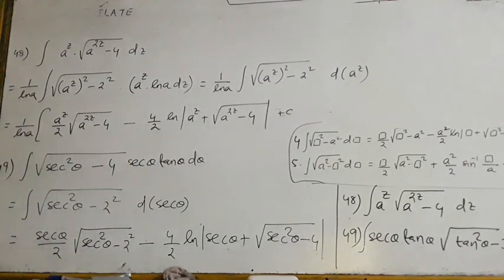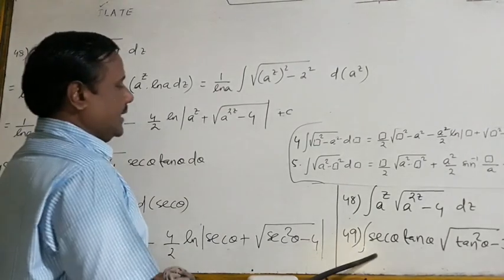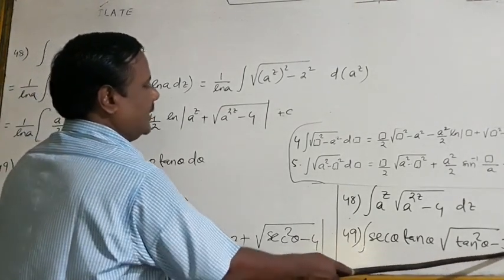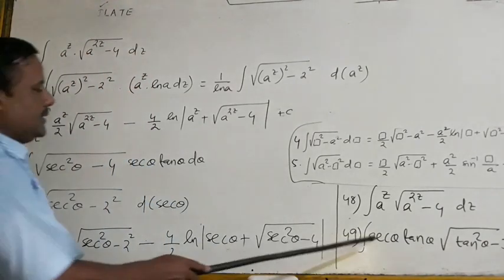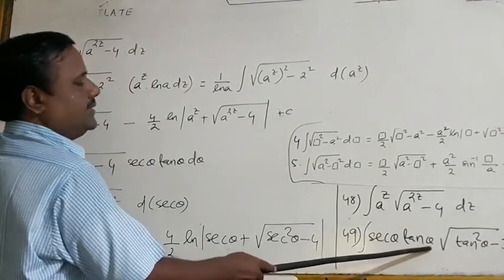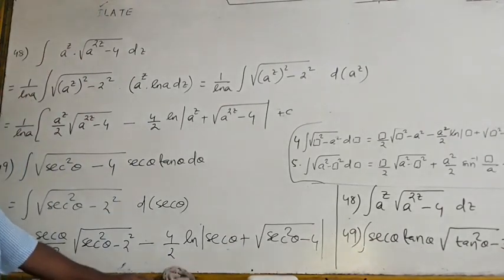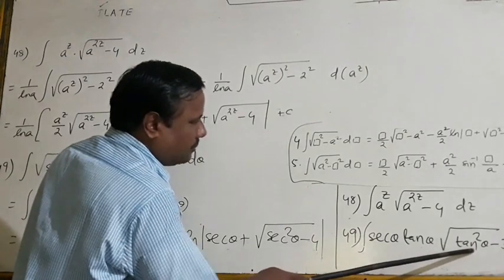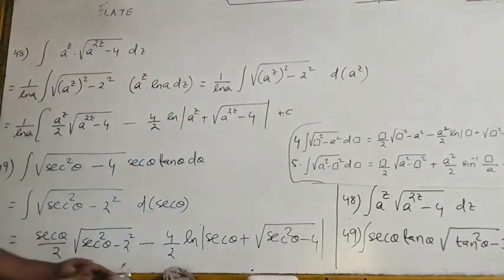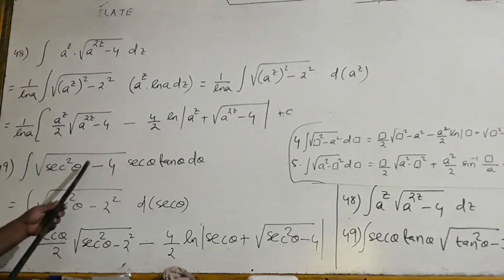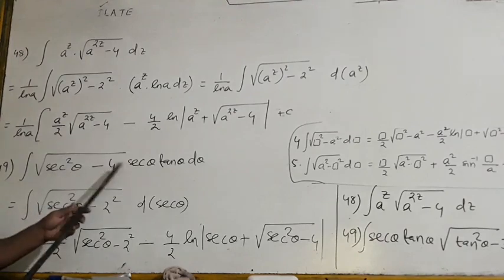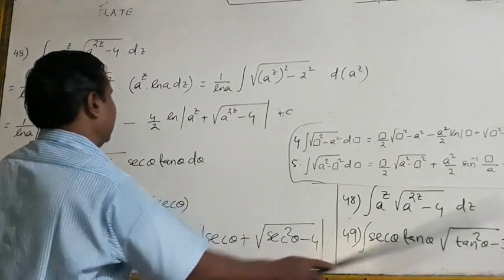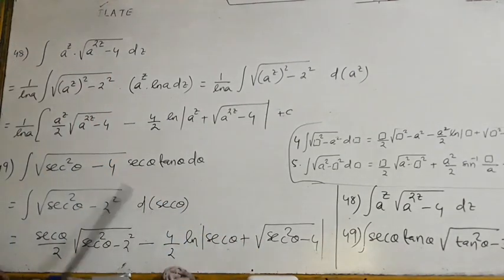Okay. Now number 49. It is very important. It is sec theta tan square theta minus 3. And if it is sec theta tan theta, whose derivative is sec theta tan theta? Naturally it is the derivative of sec theta. So convert everything to sec theta. Here it is tan square theta, so you have to do what? Sec square theta minus 1, minus 3. It is sec square theta minus 4, and sec theta tan theta d theta. It is the derivative of sec theta. Now apply the formula. You get this answer.